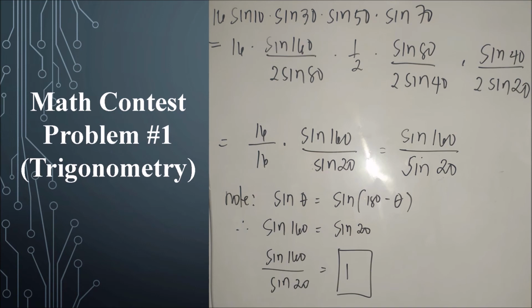Now, note that sine theta is equal to sine of 180 minus theta. So in this case, the sum is 180. So we know that the sum of 160 and 20 is 180. So the identity applies in this situation. Therefore, sine 160 is equal to sine 20. And finally, sine 160 over sine 20 is equal to 1. And that's the final answer.